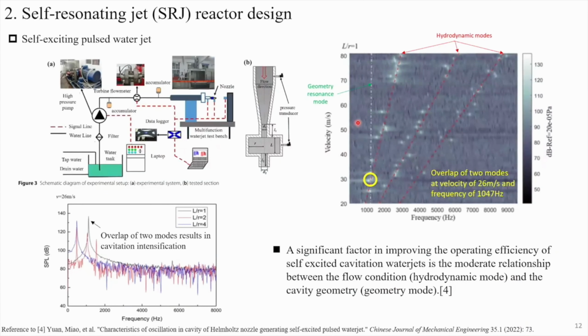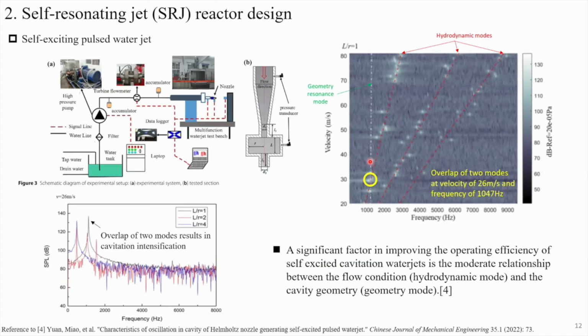And here's the second topic I would like to share. When a flow passes through a mounted cavity, it has the opportunity to create sustainable oscillation. It's called a self-resonating jet, SRJ, reactor design. So the research right here shows a reinforcement of high-pressure cavitation jet flow with an additional cavity mounted to a nozzle.